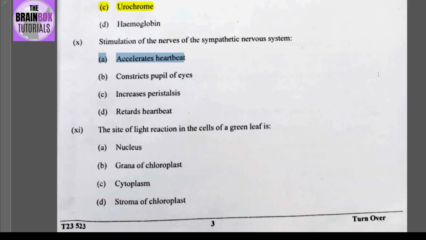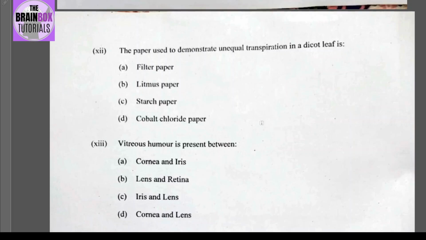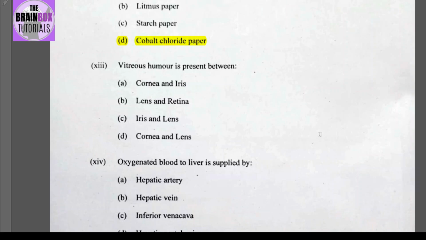Now number 11, the site of light reaction in the cells of a green leaf is number B, grana of chloroplast, because light reaction takes place in thylakoids, that is, a pile of thylakoids is grana. Okay, now coming to number 12, the paper used to demonstrate unequal transpiration in a dicot leaf, that is number D, cobalt chloride paper. Number 13, vitreous humor is present between, option number B, lens and retina will be correct.